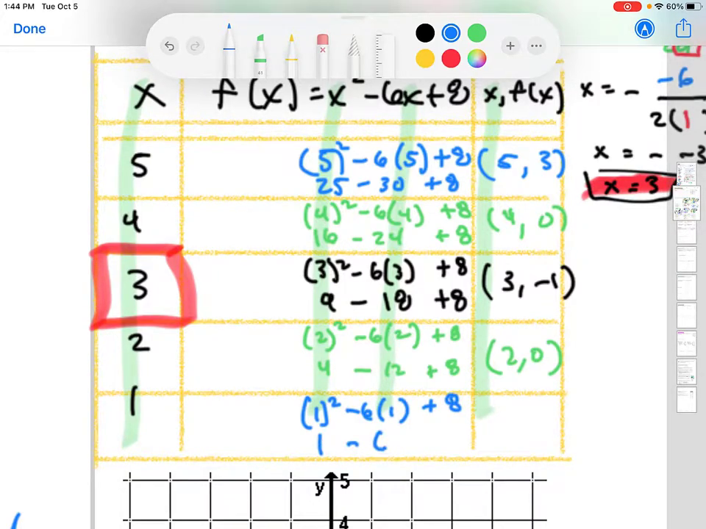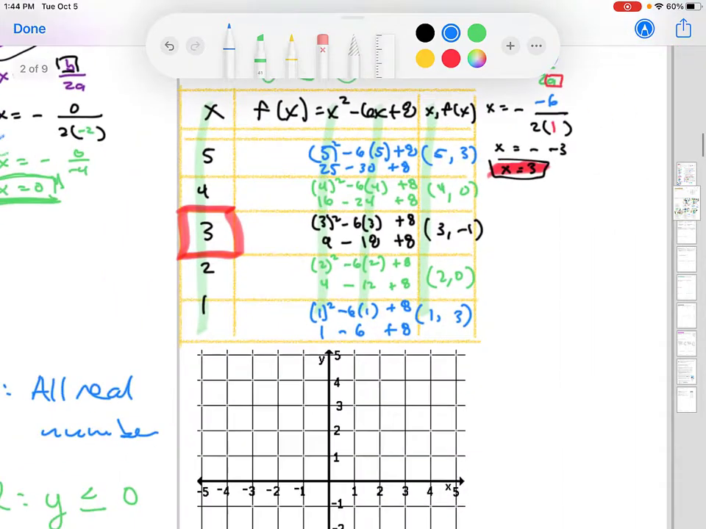And 1 squared minus 6 times 1 plus 8. 1 minus 6 plus 8, so that's negative 5 plus 8, which is 3. So 1 comma 3 is my answer. Let's go ahead and graph that.